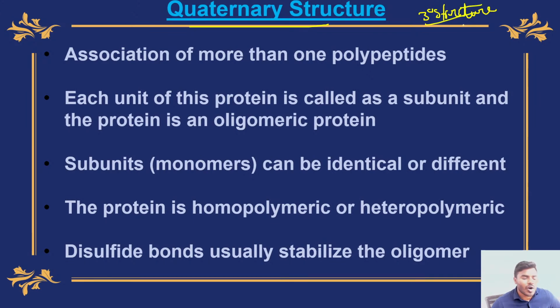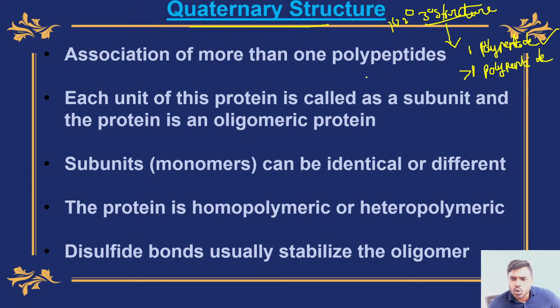What is the most common point we use? In the primary, secondary, and tertiary structure, there is only one polypeptide, there is no doubt about it. But when we hear the name quaternary structure, the point every student has to remember is that more than one polypeptide will be present. It may be 2, it may be 10, it may be n number of polypeptides.